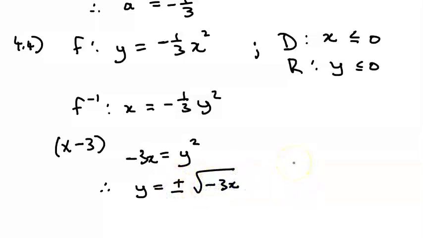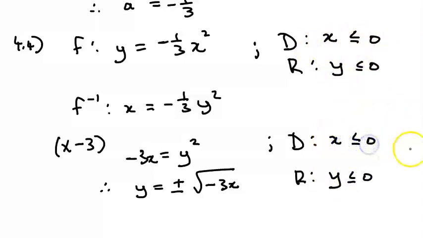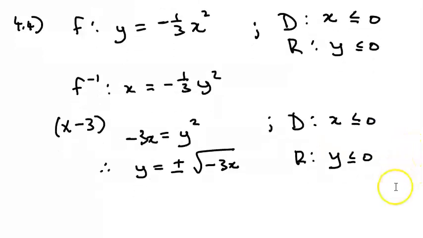So let's write down the domain and the range of our inverse function. Remember, the domain and the range are going to be swapped around. This domain is x less than or equal to 0, so the range will be y less than or equal to 0. This range is y less than or equal to 0, so this domain will be x less than or equal to 0. So what does this tell us? It tells us that the y value is going to be negative. So y has to be a negative value, so it will be minus the square root of minus 3x.